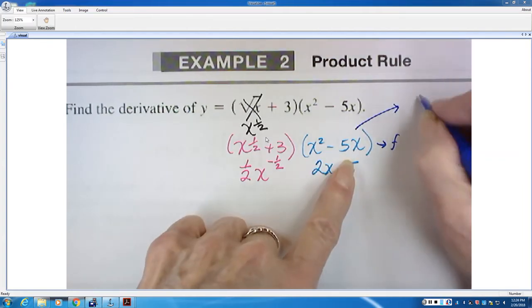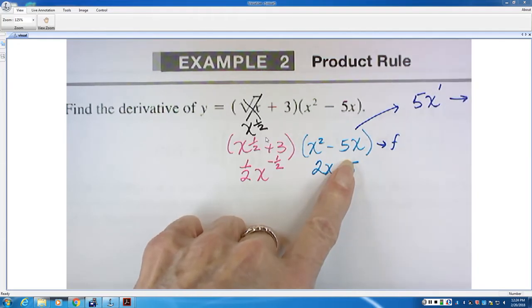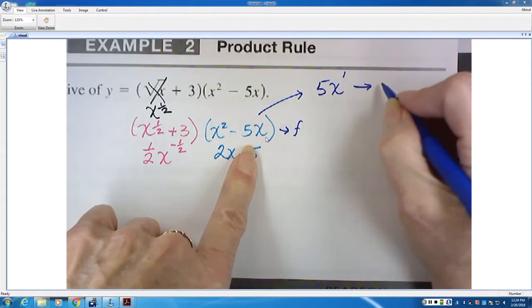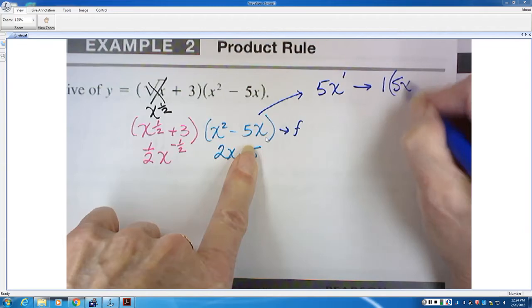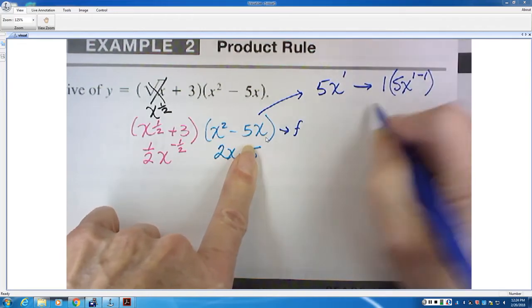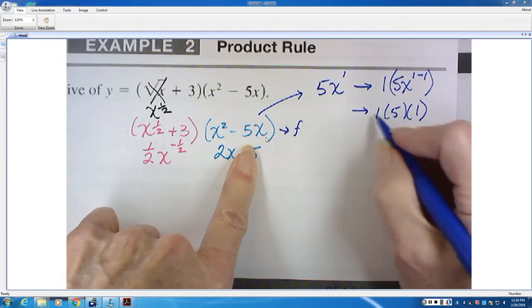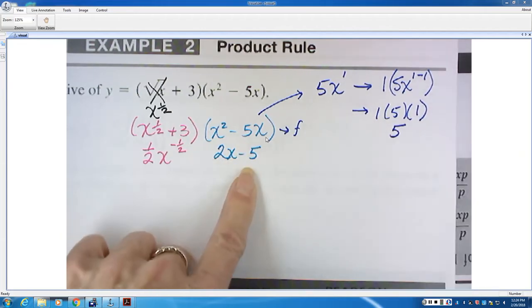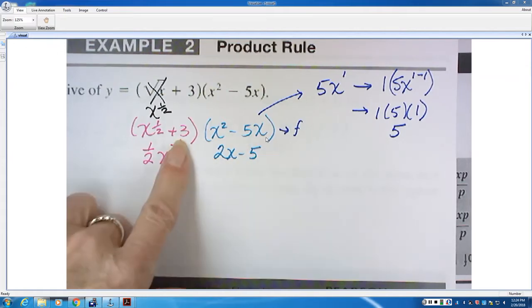Yeah. Okay. So here's the 5x, and when I take its derivative, this is 5x to the first. And if it's 5x to the first, the 1 comes down in front, right? Times 5x to the 1 minus 1. And then that gives us 1 times 5 times 1 minus 1, which is x to the 0, and that's 1. And 1 times 5 times 1 is 5. It's because you have the x. The derivative here was 0 because that was a 3. Is that making sense now?